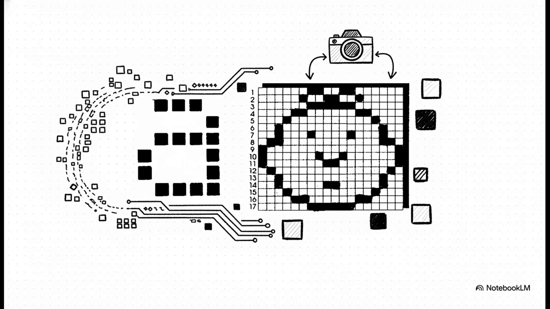But believe it or not, whether you're looking at a super simple blocky letter A or a stunning high-res photo, they're both built on the exact same idea. They're just a grid of tiny colored dots. We call them pixels.